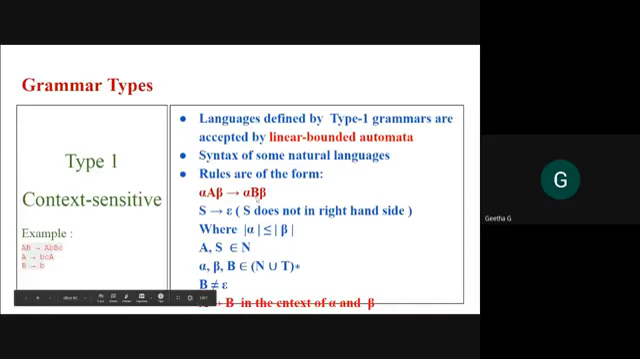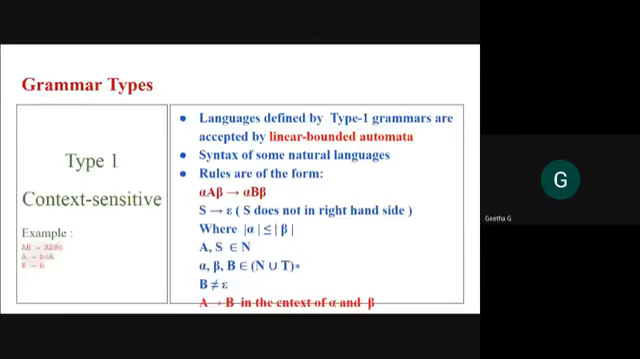Here, A and S are non-terminals, and the remaining things will be combinations of non-terminals and terminals. When I am going to replace A with B, B should not be epsilon. Here, yes, S may be epsilon, but the production which you are replacing should not be epsilon. So A is rewritten as B in the context of alpha and beta. This you have to understand for context-sensitive grammar.